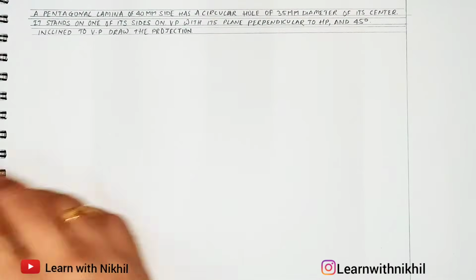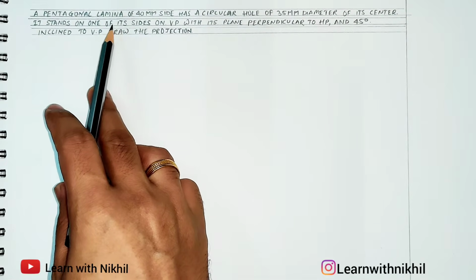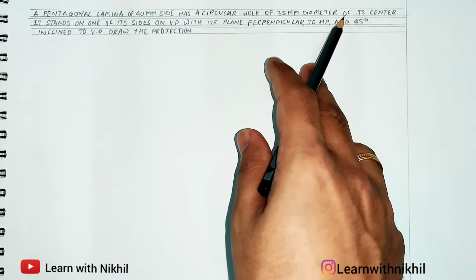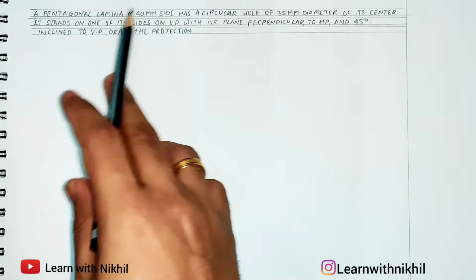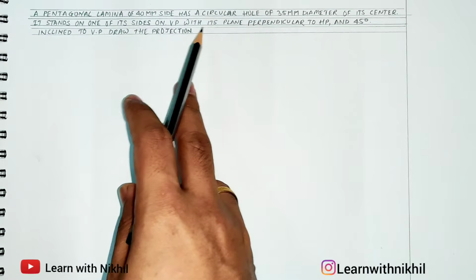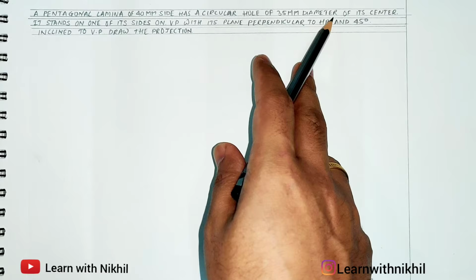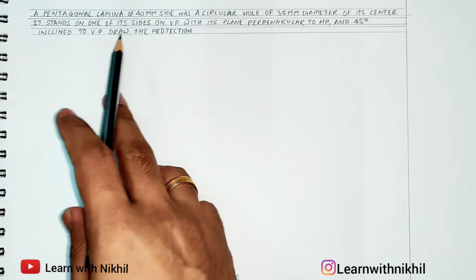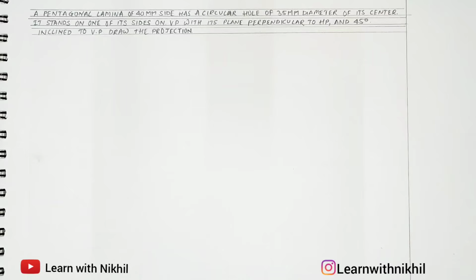So to draw it manually, first I'll read the question. A pentagonal lamina of 40 millimeter side has a circular hole of 35 millimeter diameter at its center, and it stands on one of its sides on the vertical plane with its plane perpendicular to the horizontal plane and 45 degree inclined to the vertical plane, and you have to draw its projection. That is the final view.